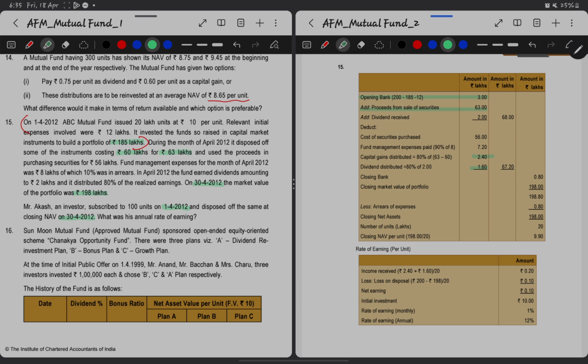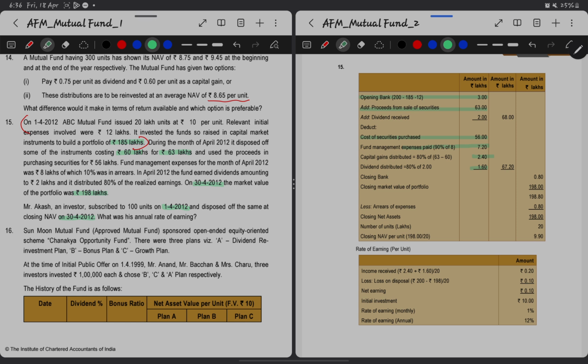Then it used the proceeds in purchasing securities of 56 lakhs. So out of the balance, 56 lakhs will get reduced because we purchased some securities. Fund management expenses for the month of April 2012 was 8 lakhs, out of which 10% was in arrears. So fund management expenses paid was 90% of 8. Why? Because 10% was still in arrears only. So only 90% of 8 will be considered for the closing balance.